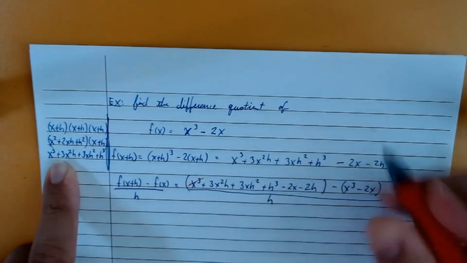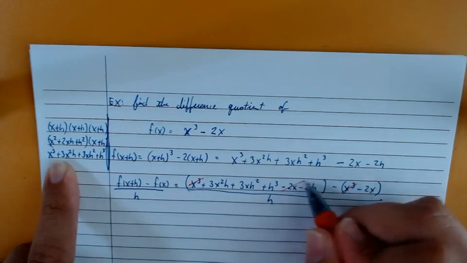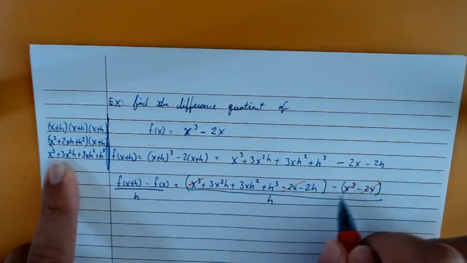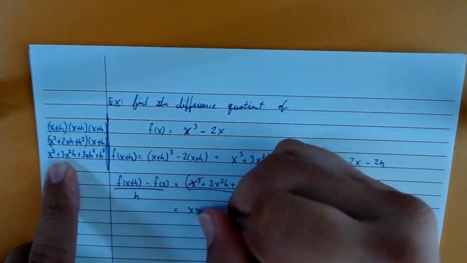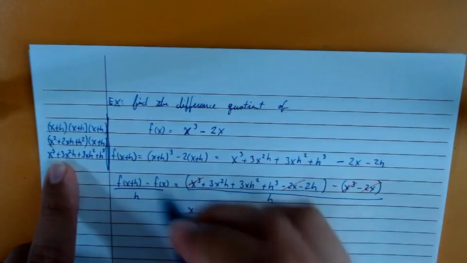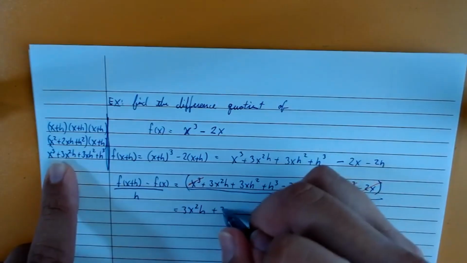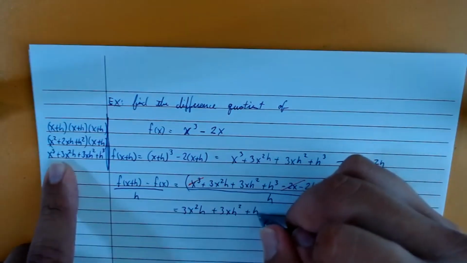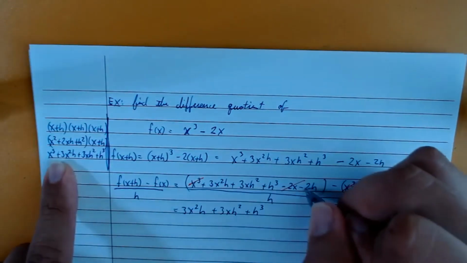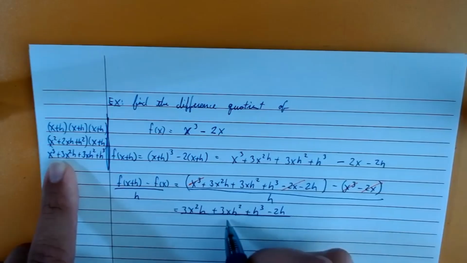Notice here, x to the third minus itself is 0, and negative 2x minus itself is also 0. So those two go away. And you're left with x to the third. Oh, no, I'm not. You're left with 3x squared h plus 3xh squared plus h to the third minus 2h, and then all of that is being divided by h.